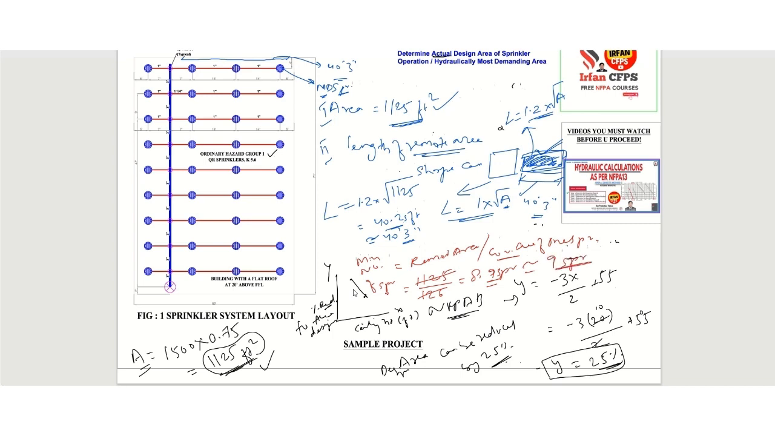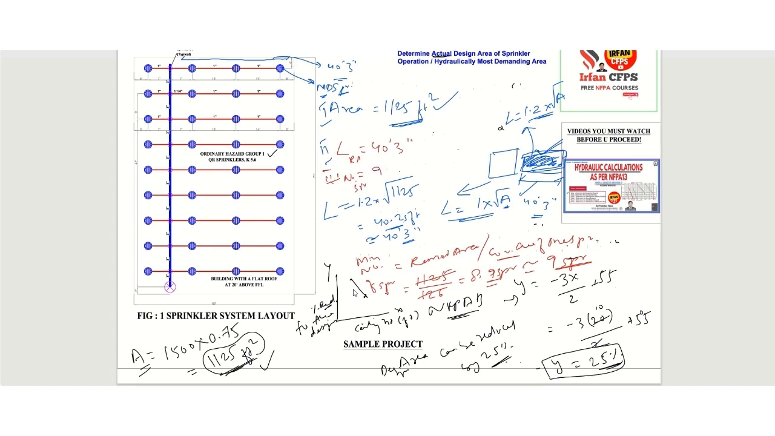So basically we need to round this off to 9 sprinklers. I will erase this one so that we can mention two or three things. In conclusion, we will write the length of the remotest area will be 40 feet 3 inch, and the third one will be the number of flowing sprinklers will be 9.